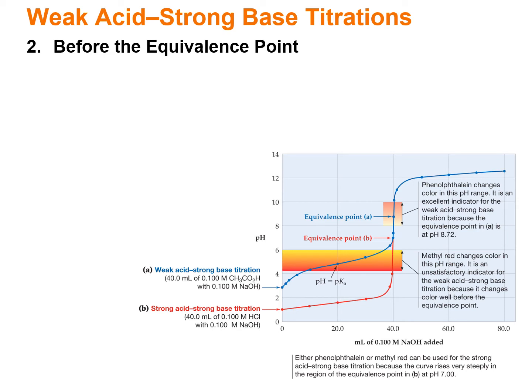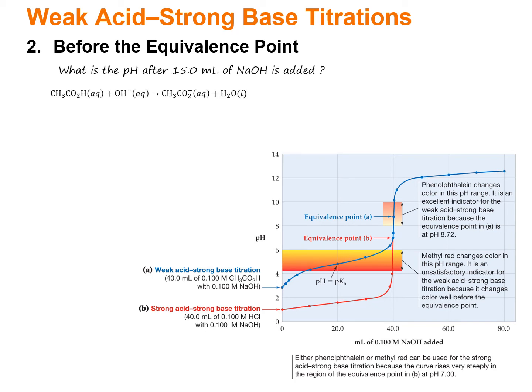So now what we want to take a look at is before the equivalence point. You can see 40 milliliters is where that's going to happen. And so any volume in between there, we're going to look specifically when we've added 15 milliliters of sodium hydroxide. And so we keep in mind the reaction that's occurring here. We have acetic acid reacting with hydroxide to form the acetate ion and water. So it's important first to make sure that we know how much of the sodium hydroxide we've added.